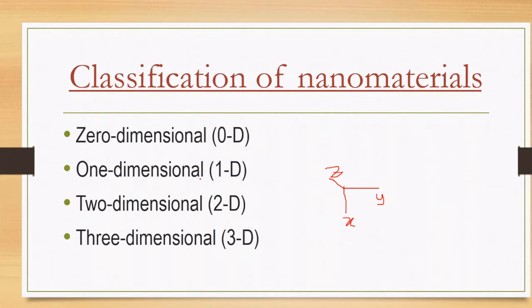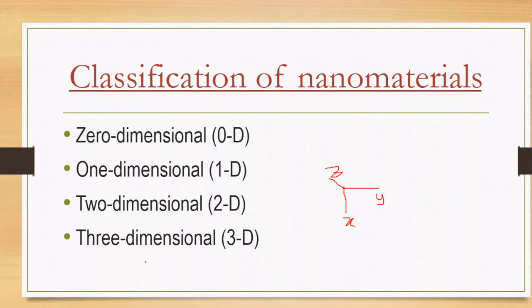Then the next one, 1-dimensional, 1D. If only one dimension is on macro scale and the other two dimensions are on nanoscale, we call it 1-dimensional or 1D. Here also 2-dimensional, 2D. If two dimensions are on macro scale and the other one dimension is on nanoscale, we call it 2D.